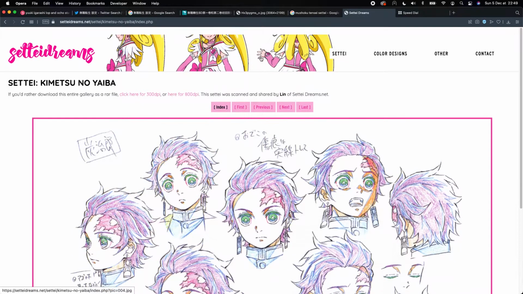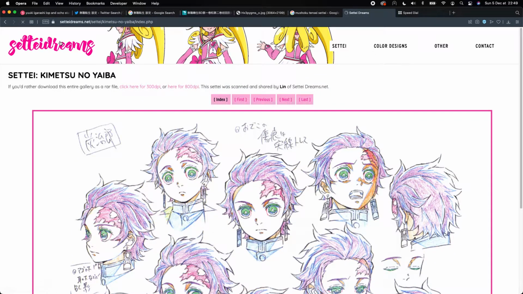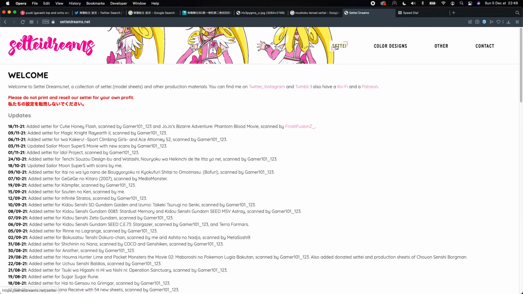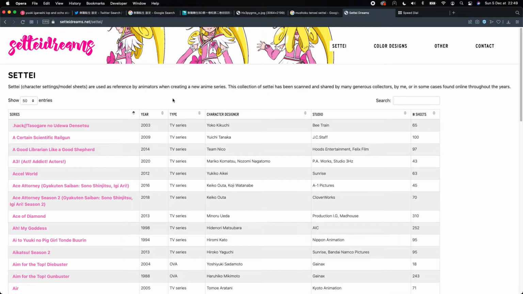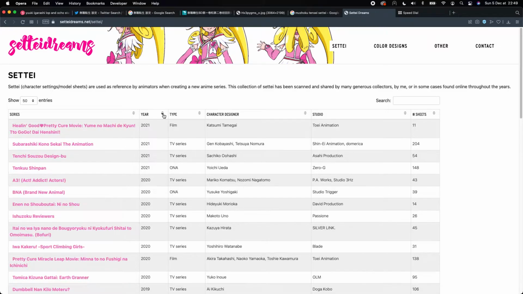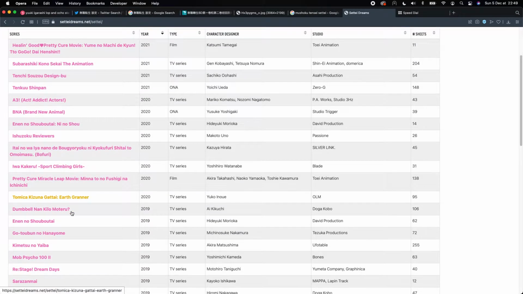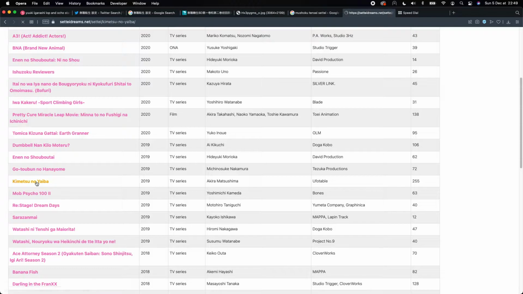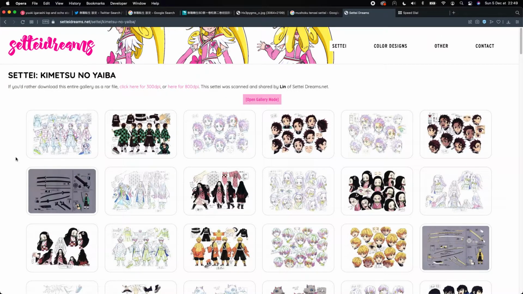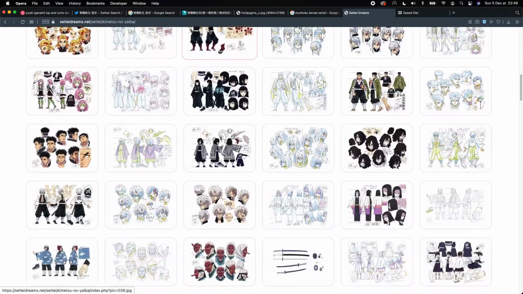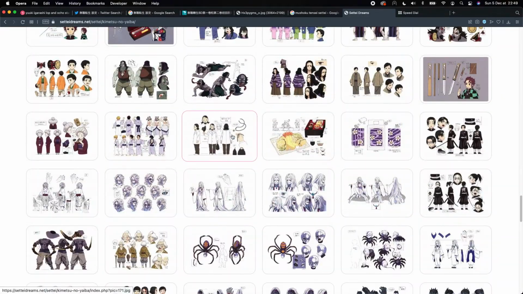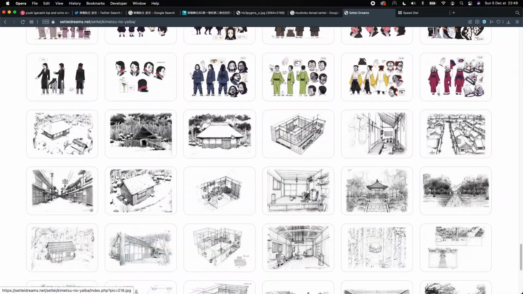Alright. The last tip I have is SetDaydream, which is like a database of art books and documents from some production material. You can sort them by year, and you'll get a lot of different information about the production. So here we have Tanjiro, all the information on how you draw him, and I think on the setdays you can also find some information about the backgrounds.